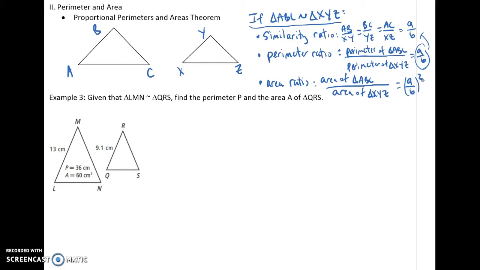I like to think about units. Area is square unit, so we're going to square that ratio. Perimeter is just plain old inches, feet, whatever. It's not being squared, so that's just your regular similarity ratio.